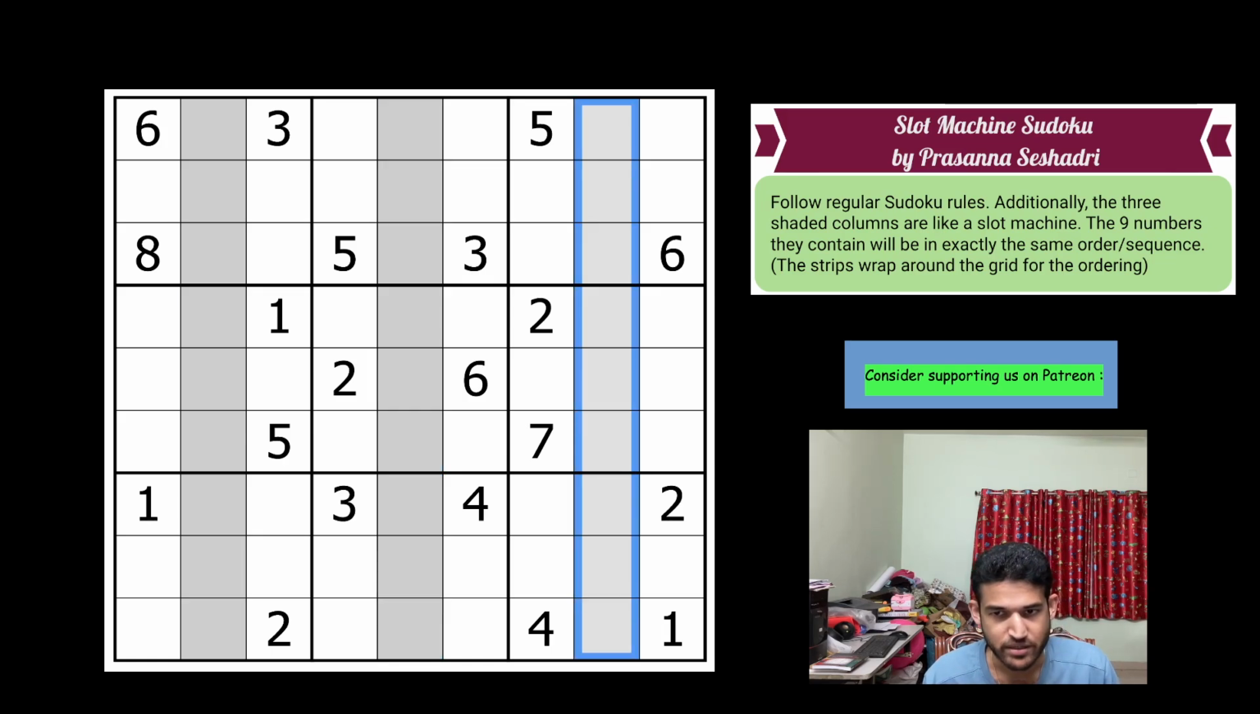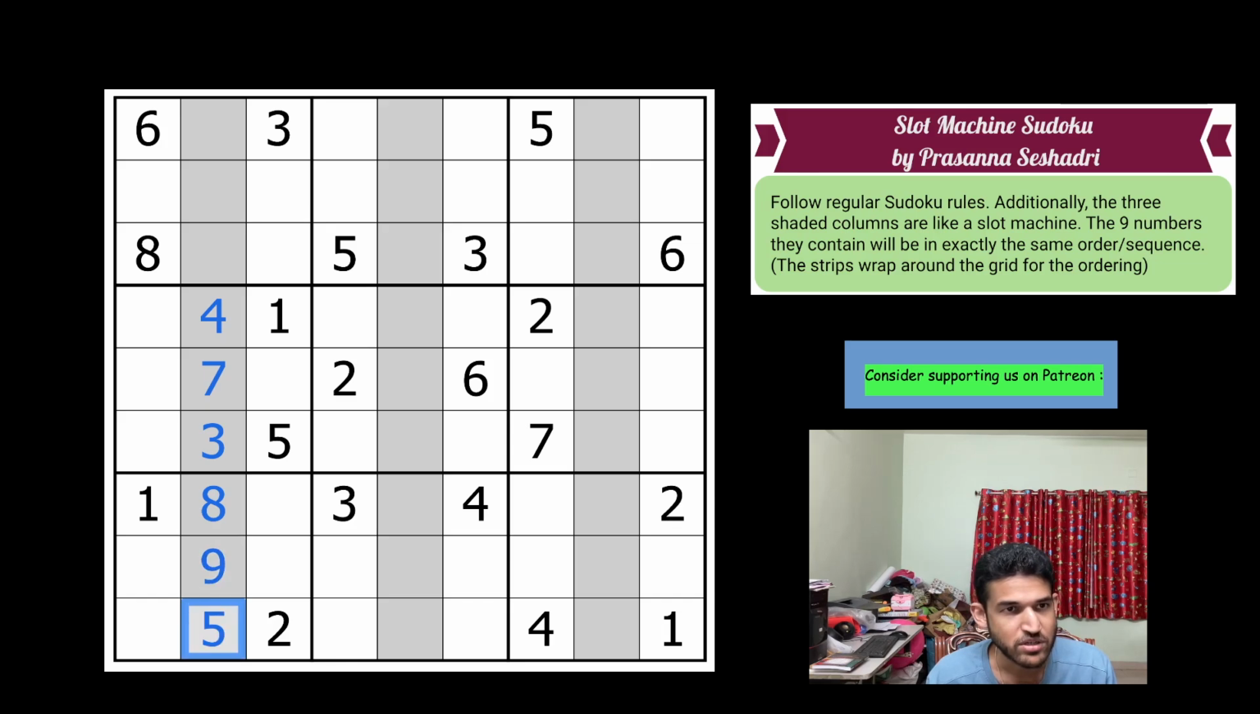So how do I say? Let's say we have, for example, 4, 7, 8, 3, 9, 5, and let me put a 6 here, 1, 5, and 2. Some random sequence of numbers I have given, right? Now in this strip, the same sequence is adopted. For example, if the 1 is here, I can start with the 1 here. I do not know where the 1 goes, but I do know that if the 1 is here, the sequence has to be the same. So 1, 5, 2, 4, 7, 3.